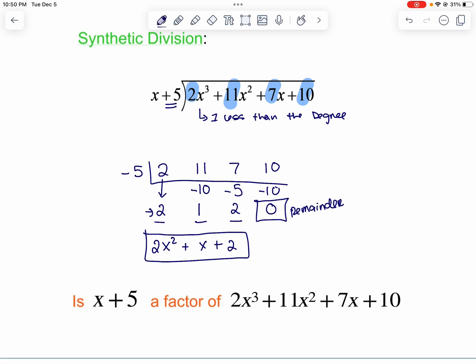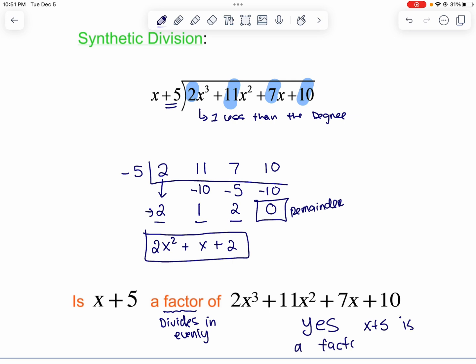But we do have a follow-up question here that kind of ties into this division idea. And the question is: is x plus 5 a factor of the polynomial 2x cubed plus 11x squared plus 7x plus 10? Now remember, something is a factor if it divides in evenly. So hopefully we understand that if we can divide and have no remainder, then that divisor is a factor. So in this case, we have no remainder, which means x plus 5 divides into that polynomial perfectly. So the answer is going to be yes, x plus 5 is a factor.